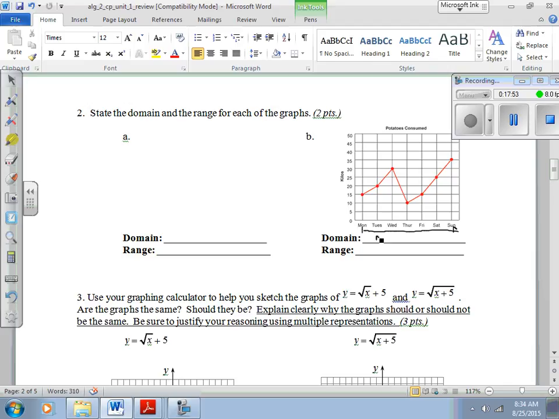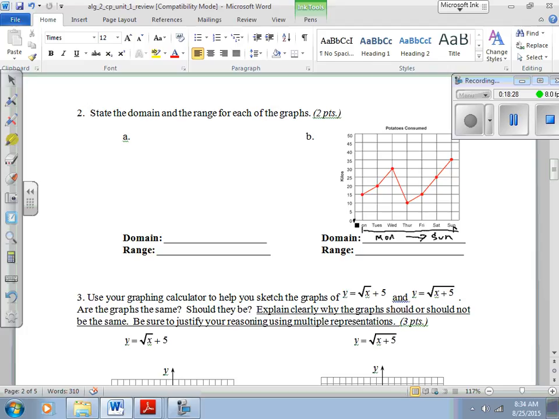So the domain is Monday through Sunday. How about the range? What's the minimum y value that they use, and what's the maximum y value that they use? 0 to 50. 10 to 35. 0 is on the graph, but it's used as a reference point.